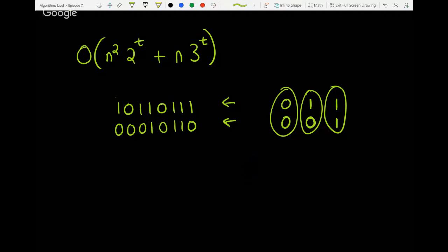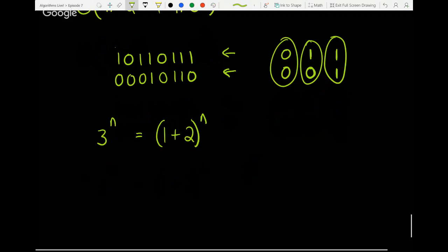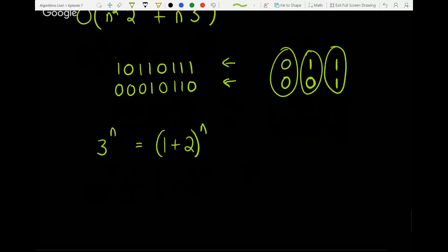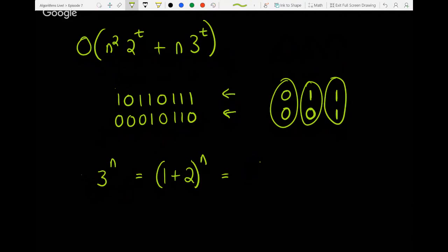There's also another way I can attack this in terms of runtime. If you're familiar with the binomial theorem, I could take 3 to the n and expand it out into a binomial, so 1 plus 2 to the n. A binomial you've probably seen before is x plus y to some n. The coefficients you get here are called binomial coefficients, and they are given to you through Pascal's triangle, but you can look up the binomial theorem. We'll end up getting a summation from i equals 0 to n of n choose i times 2 to the i.